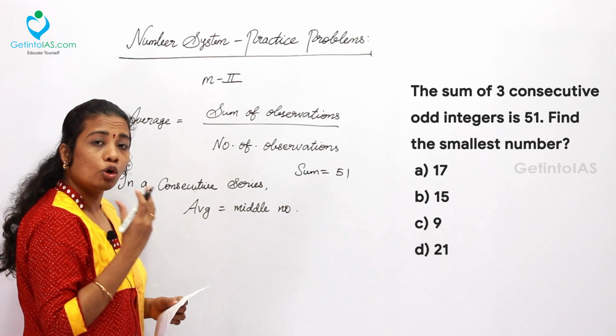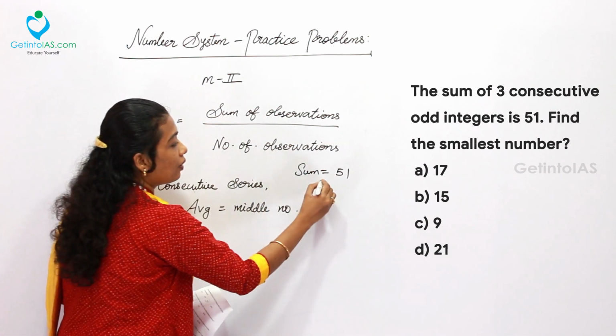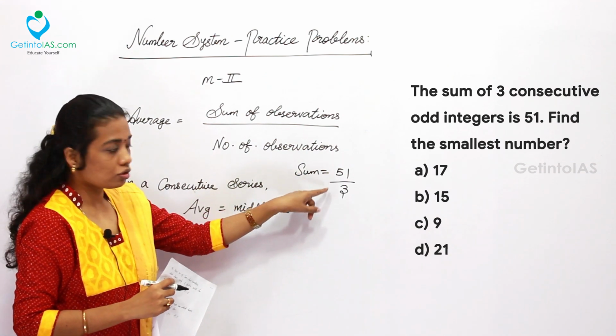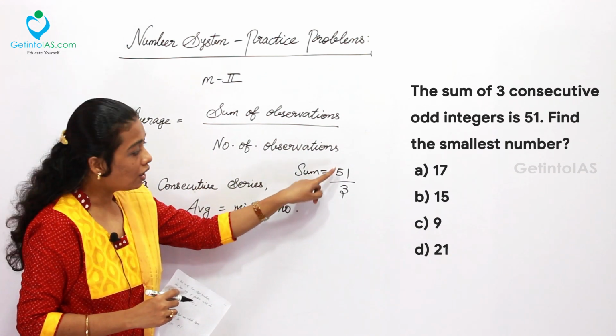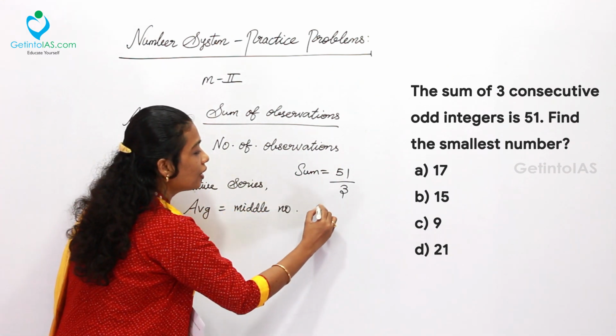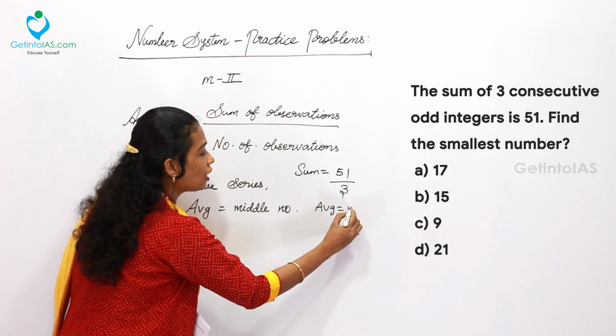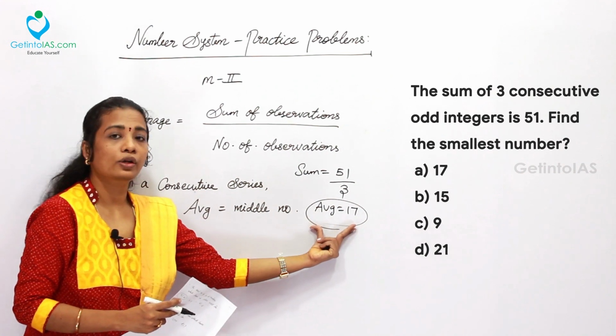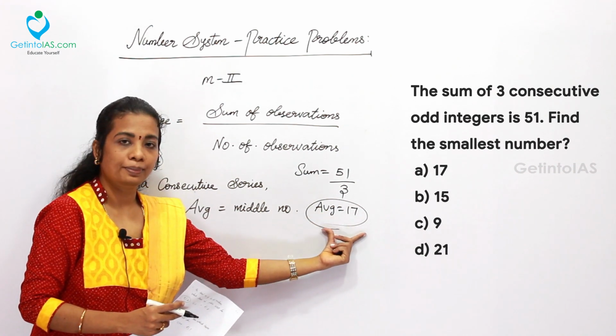What are the total number of digits there? There are 3 numbers, sum is 51, right? So sum is 51, the observation is 3. 51 divided by 3, the average is equal to 17. So as soon as you have referred the question, you want to pick up that average is simply 17.